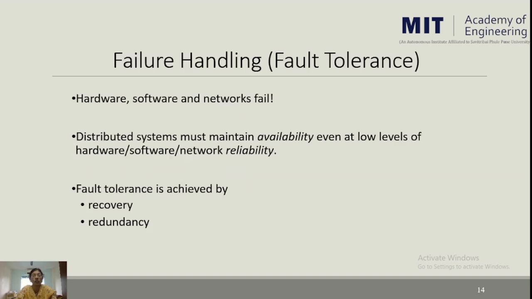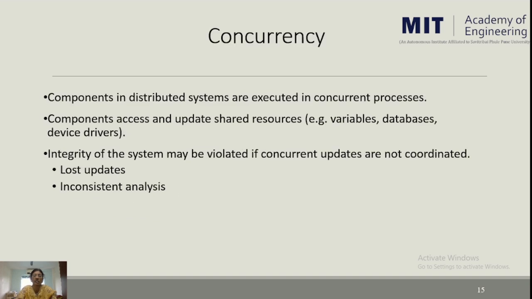Failure handling or fault tolerance. Faults can occur at all levels: at the network level, at the hardware level, and at the software level. The system must be capable of handling faults. So distributed systems must always be available, even at the low level, that is at the hardware, software, and network level. Fault tolerance is achieved by recovery and redundancy.